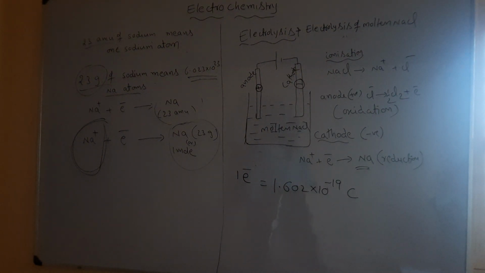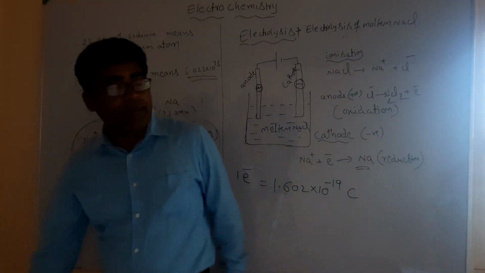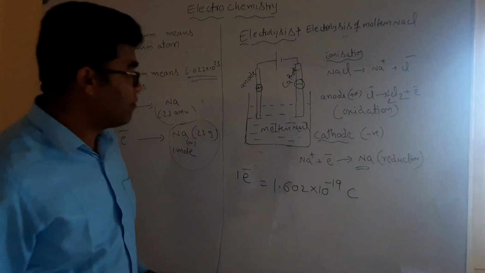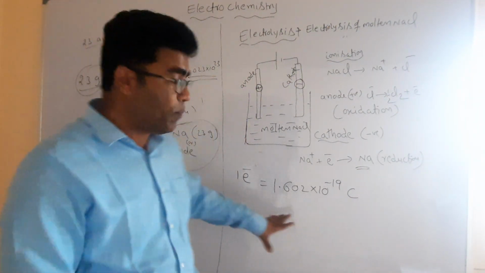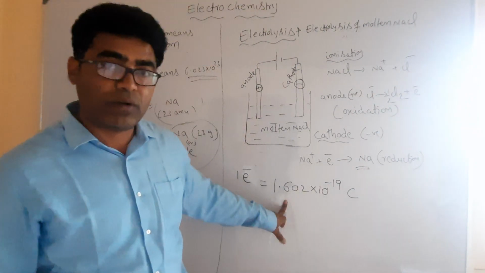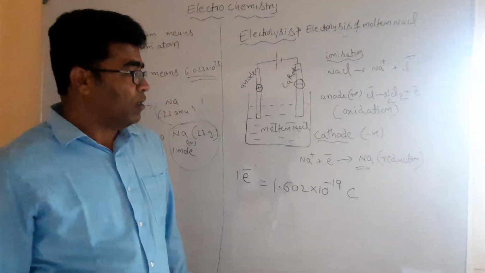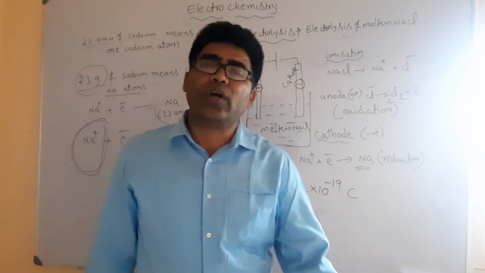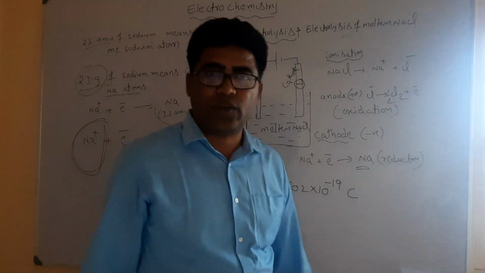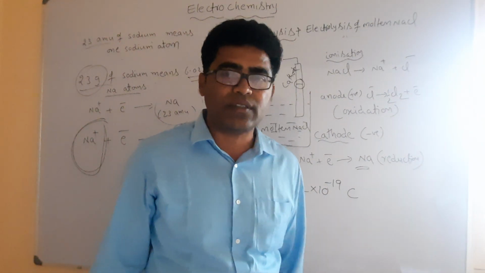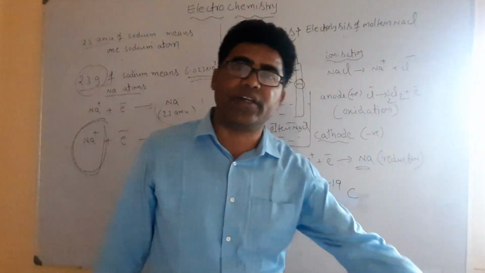Charge expressed in coulombs is the SI unit, and electrostatic unit is the CGS unit. Anyhow, the topic is that the charge on an electron is 1.602 into 10 power minus 19 coulombs. Suppose the charge on 2 electrons is 2 into 1.602 into 10 power minus 19 coulombs. 10 electrons means 10 into 1.602 into 10 power minus 19 coulombs.